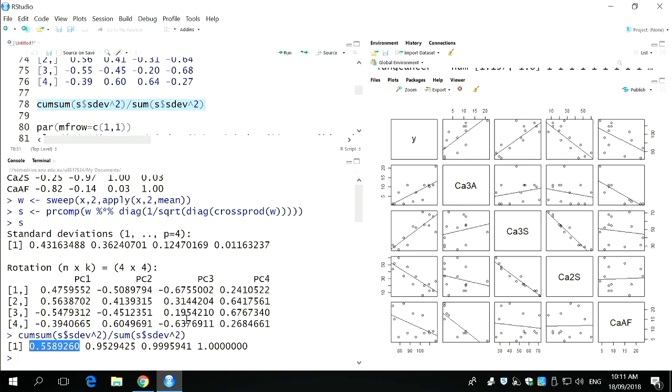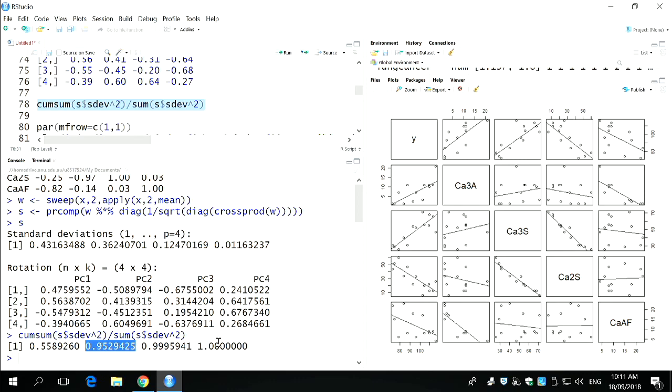Okay? The first two together, so this says cumulative sum, so I'm taking a running total. The first two directions together, 0.952, 95% of the entire variation. Okay? So, four-dimensional space, but if I choose these two directions, which is a two-dimensional subspace, then I've captured 95% of all the variation there is in the 4D space. And that's almost all of it, right?